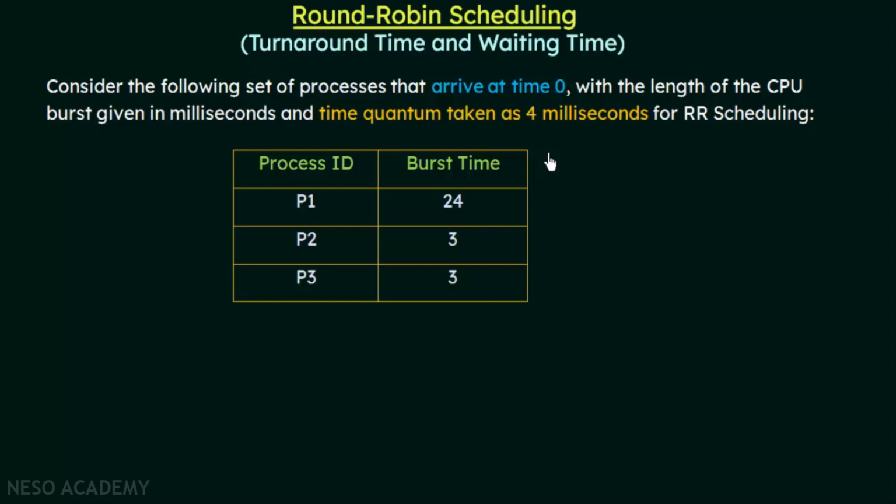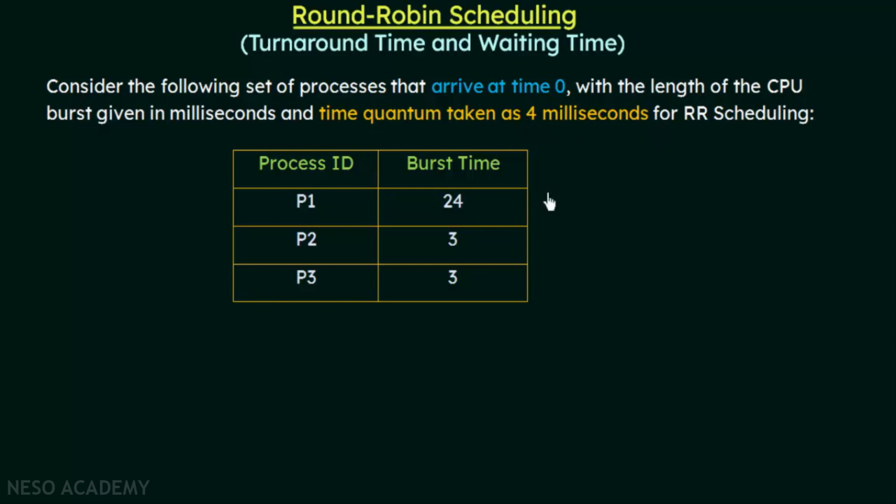In this example, the time quantum is 4 milliseconds. That means each process will be allowed to execute for 4 milliseconds, and after that the CPU will be given to the next process in the queue, which will also use the CPU for 4 milliseconds, then be preempted, and so on. So here the time quantum is 4 milliseconds.